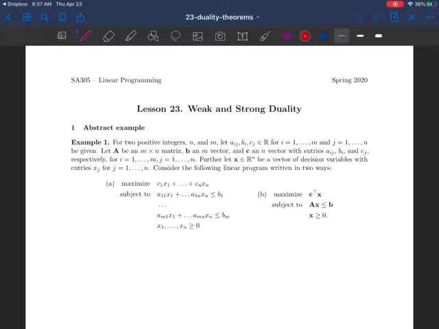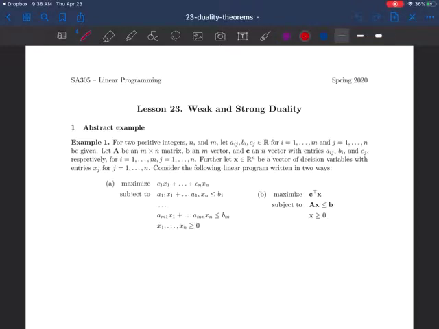Hi, and welcome to lesson 23, Weak and Strong Duality, which is the final lesson of this semester. We're going to be closing with some theory, the deepest part of the course really, which has implications in both modeling and algorithms. You'll see the implications of this in 405, and if you take game theory, you'll see it crop up again as well. You'll also see today how it impacts the algorithms, the simplex method that we even use.